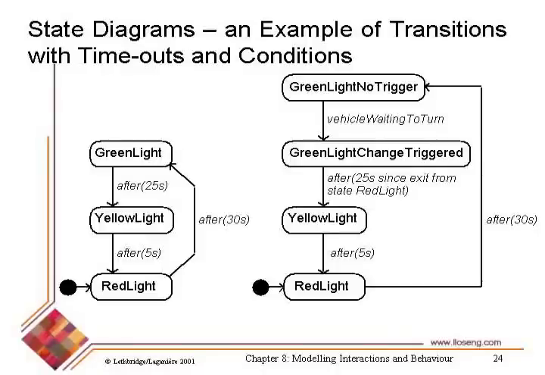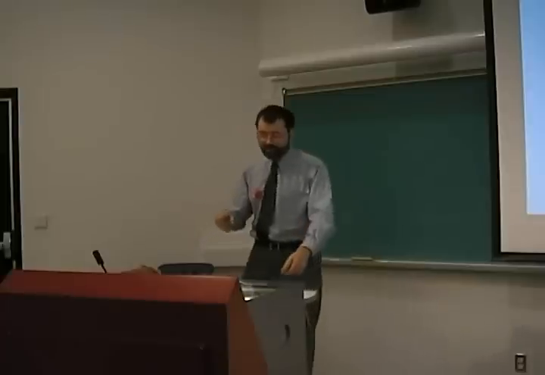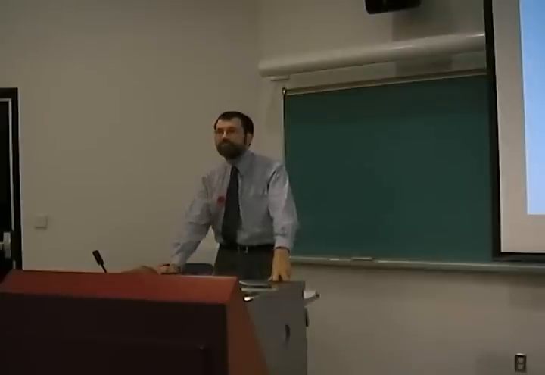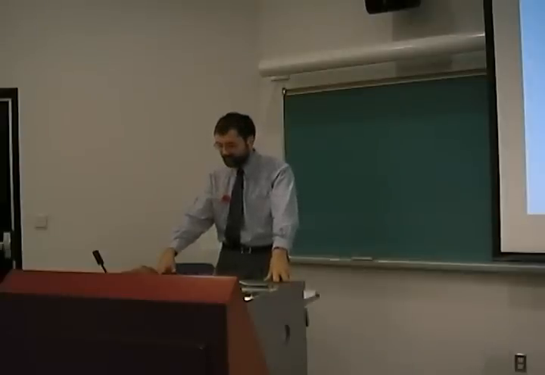And then after 25 seconds, it will go to yellow light, and after 5 seconds back to red light, and round and round, forever. Nothing will cause this system to get out of this sequence of red, green, yellow. There's no terminating state here at all. It's a very simple, somewhat degenerate state diagram, but it does make logical sense, and it's valid UML syntax.